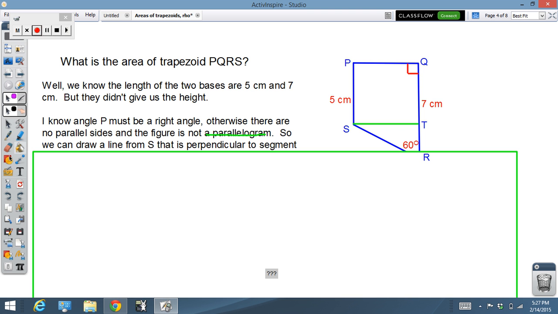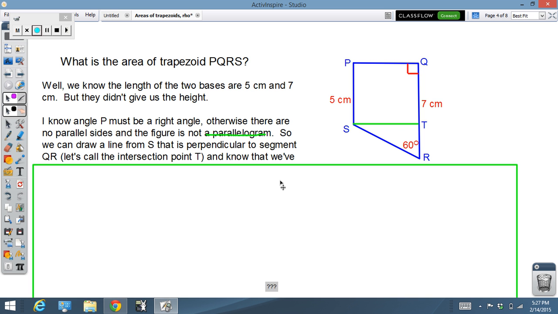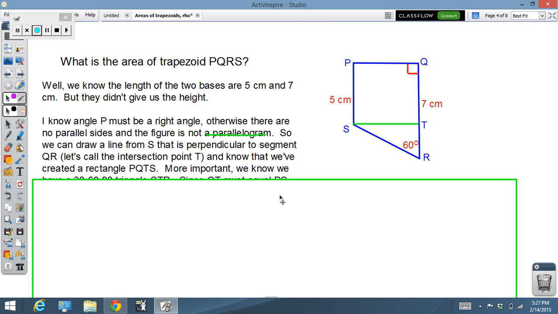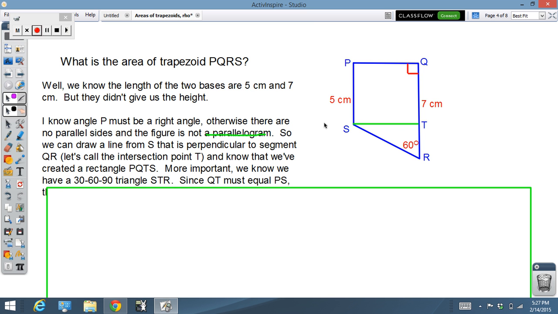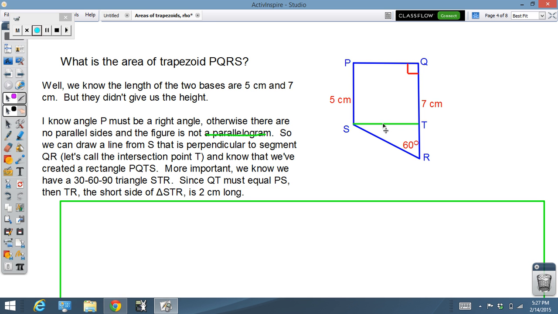So we can draw a line from S that's perpendicular to QR, and we call it T. Now, we know we've got this rectangle up here, but more important, we also know we have a 30, 60, 90 triangle out here in STR. Since QT must be equal to PS because of the rectangle, that's got to be 5. Therefore, TR must be 2.